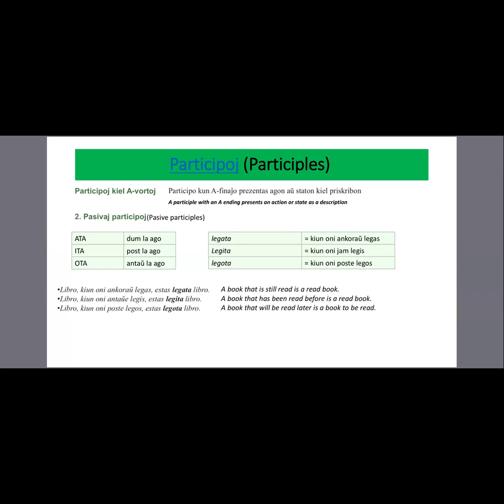Okay, so let's go on to the passive participles. We call them in Esperanto "pasivaj participoj". These passive participles are not dealing with the individual. They are dealing with an action which is being done. If it's an action which is happening, we use "ata". If something is past, it is "ita". If it is something which is happening next, in the future, it is "ota".